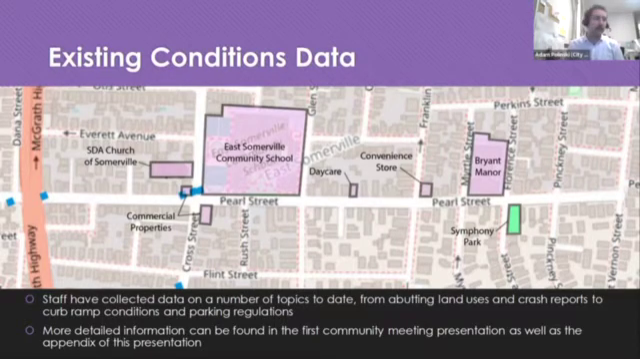Something that I specifically wanted to mention tonight is that one of the pieces of data that we feel is particularly important is the variety of abutting land uses. So while this side of Pearl Street is primarily residential, there are also a few businesses, a park, and a place of worship. However, most notable is the East Somerville Community School, where almost 700 students are currently enrolled. Perhaps unsurprisingly, improving the safety of children getting to and from the school was mentioned frequently in the feedback we've received to date.